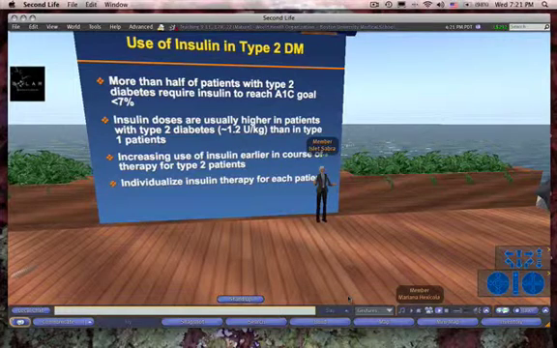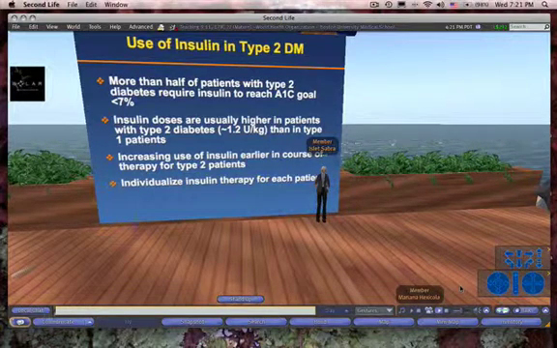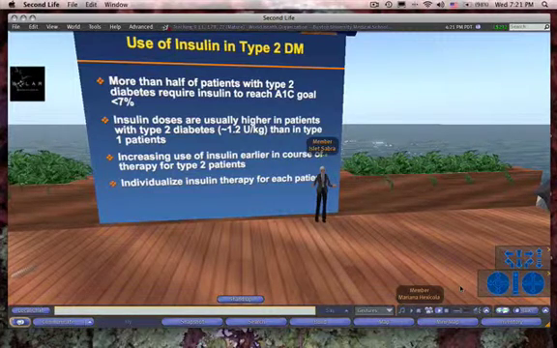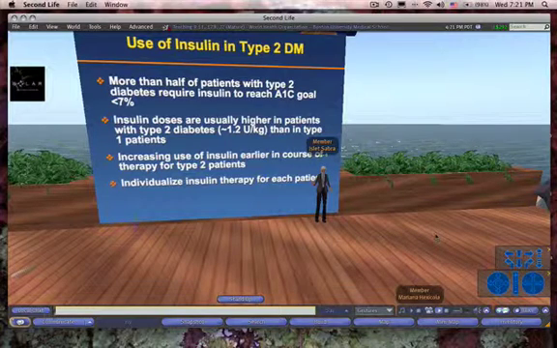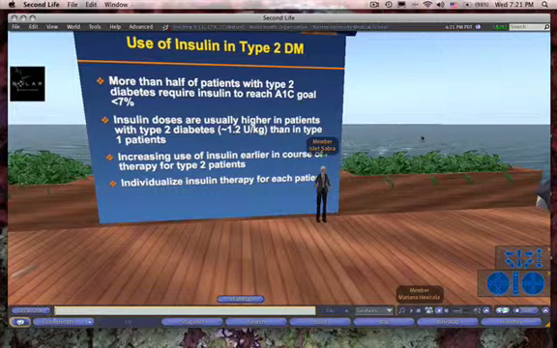So let's talk about insulin use in type 2 diabetes. Certainly because of the progression of beta cell failure, it's not unusual that more than half of patients with type 2 diabetes are going to require insulin to achieve their hemoglobin A1C of less than 7%. Because of the accompanying insulin resistance, insulin doses are usually higher in patients with type 2 diabetes, averaging about 1.2 units per kilogram, much more than we see in patients with type 1 diabetes, whose insulin requirements usually are about 0.3 to 0.5 units per kilogram.